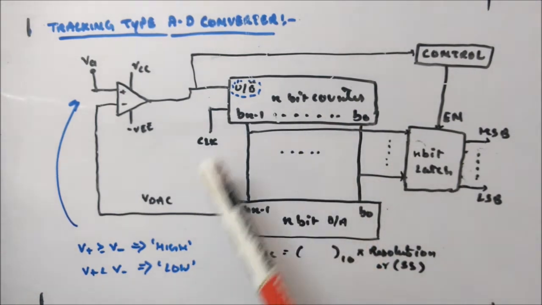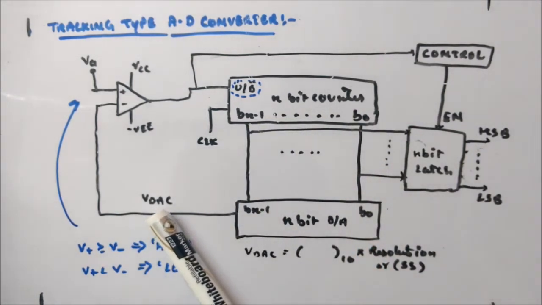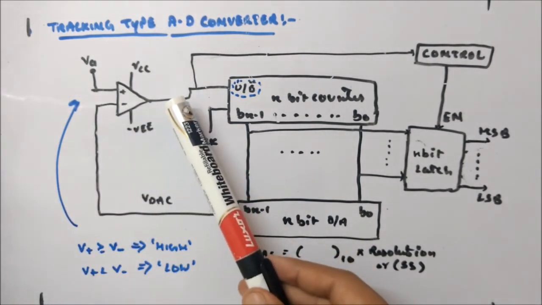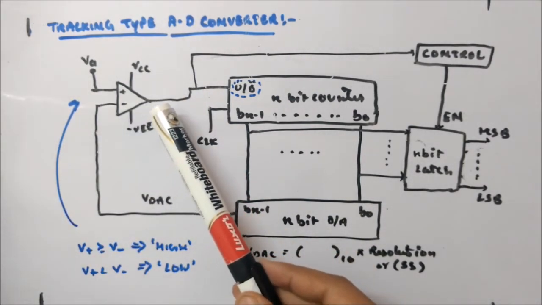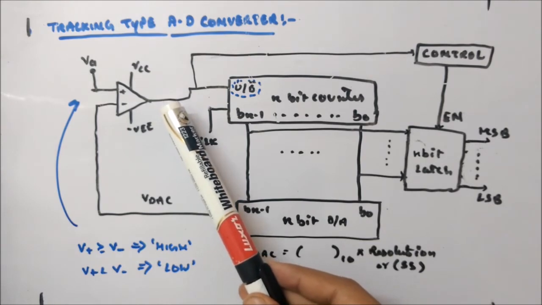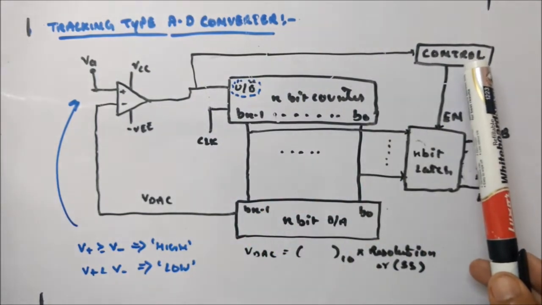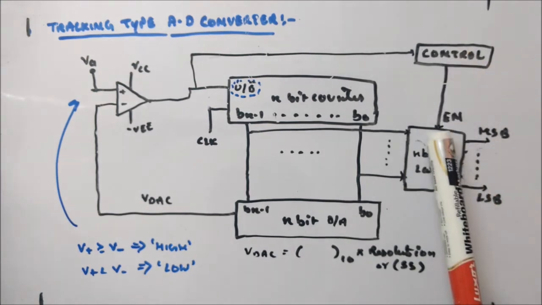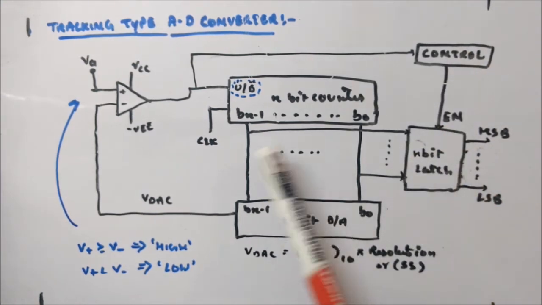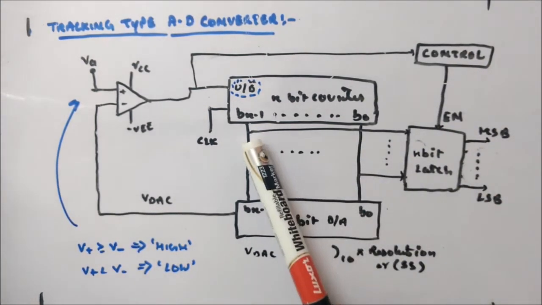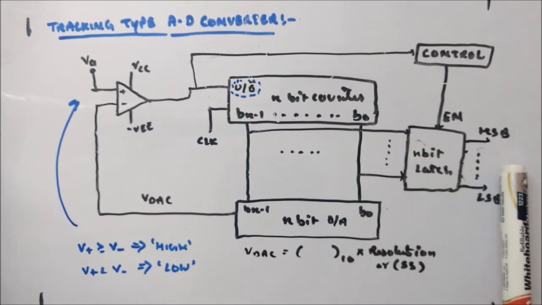It will continue working as an up counter until VDAC is greater than VA. At that point of time, the output of the comparator will be logic low, which means the control circuit will understand that it has to enable the latch to take the output, the digital output.